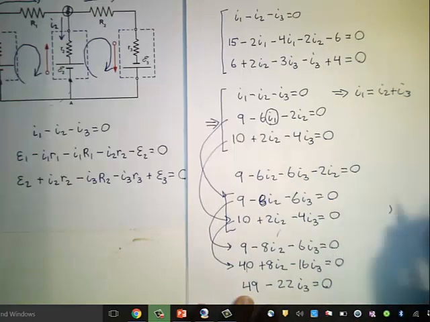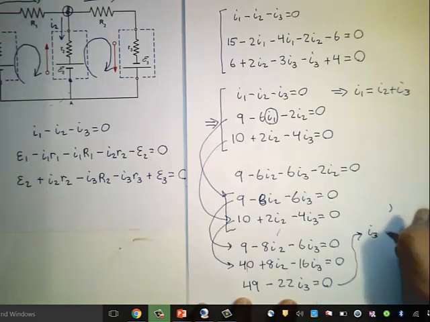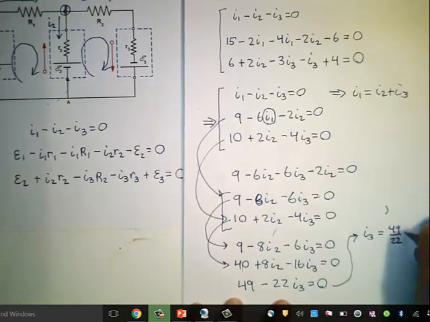Okay, so what does that mean? It means I3 is equal to 49/22. Let's see. Punch that out, and it turns out to be 2.23.